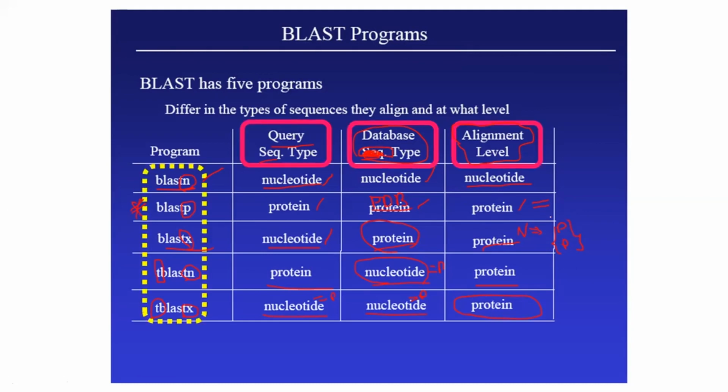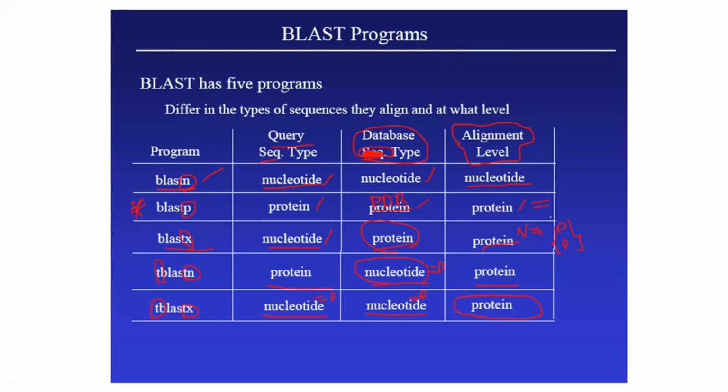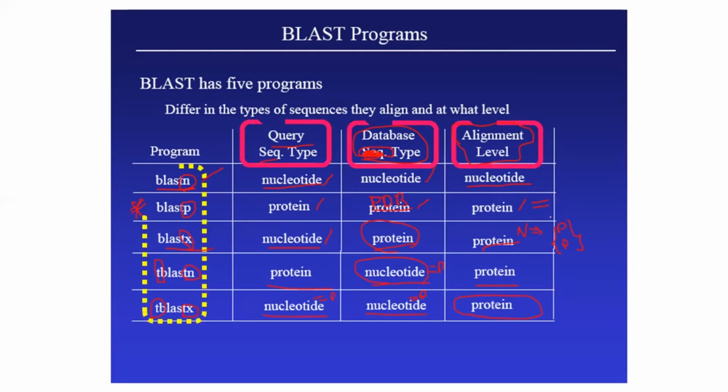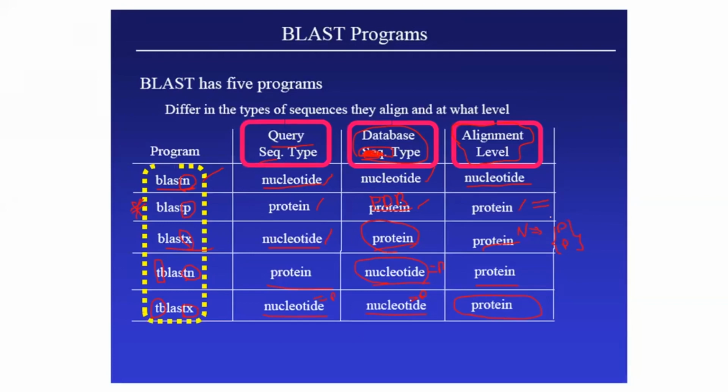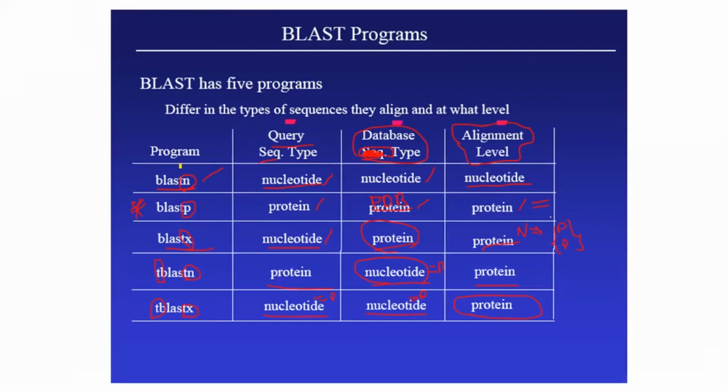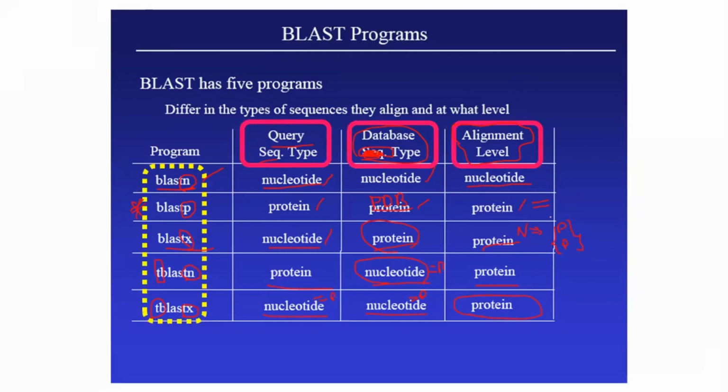So this is the type difference. BLAST programs are of different types: BLASTN, BLASTP, BLASTX, TBLASTN, TBLASTX. What is the difference? The query sequence and the database sequence, the query type, and the alignment level. This is the basic difference between all types of BLAST programs.